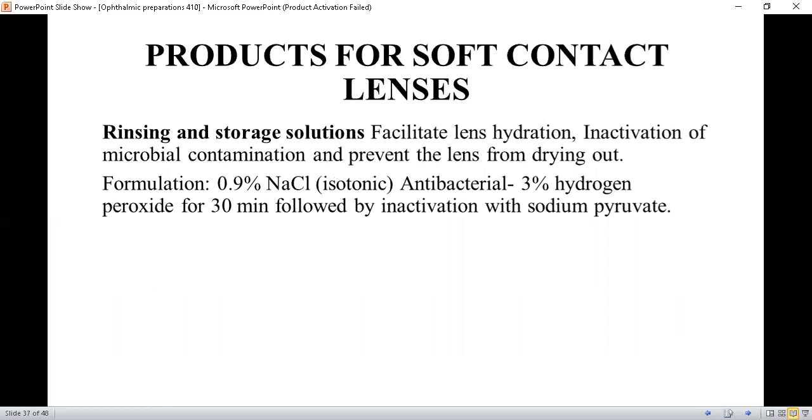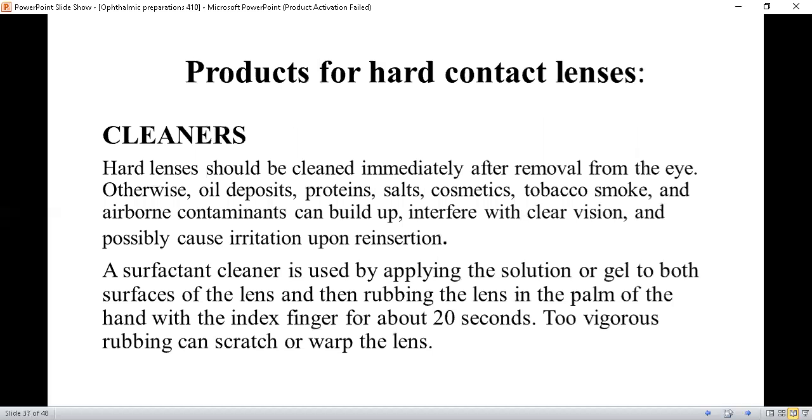The second solutions that are used for soft contact lenses are rinsing and storage solutions. These solutions facilitate lens hydration, inactivation of microbial contamination, and prevent the lens from drying out. Formulations of these include 0.9% sodium chloride, that is isotonic, antibacterial, and 3% hydrogen peroxide for 30 minutes, followed by inactivation with sodium pyruvate. This is the formulation for the rinsing and storage solutions that are being used for the care of soft contact lenses.